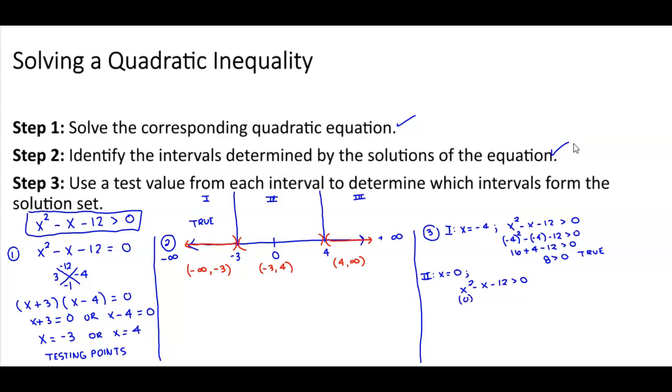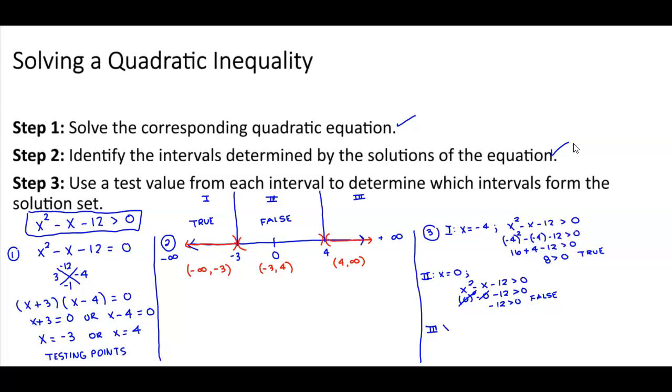So we have 0 squared minus 0 minus 12. I want to see if that's greater than 0. Well, this is 0 and that's 0. And is -12 greater than 0? Well, that's false. So therefore, region 2 gives us a false situation.